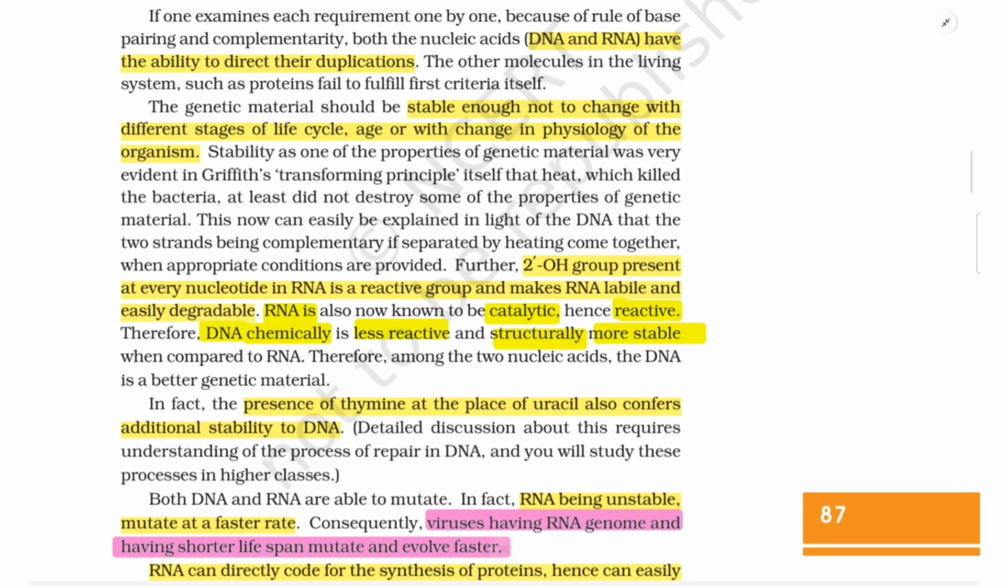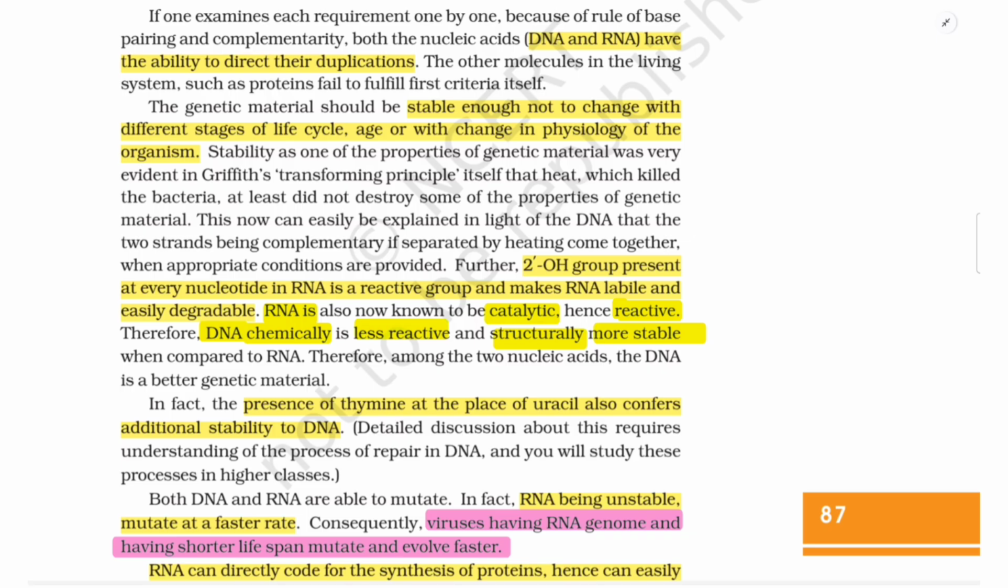If one examines each requirement one by one, because of the rule of base pairing and complementarity, both the nucleic acids, DNA and RNA, have the ability to direct their duplication. The other molecules in the living system, such as proteins, fail to fulfill the first criterion itself. The genetic material should be stable enough not to change with different stages of the life cycle, age, or with change in physiology of the organism.